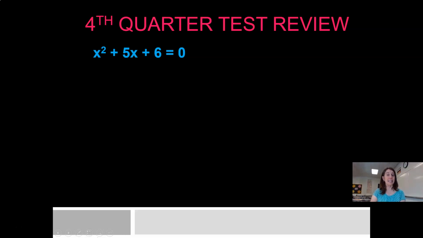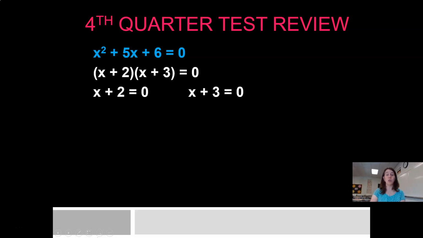What multiplies to get 6 that adds together to make a 5? That would be 2 and 3. So we have x plus 2 times x plus 3 is equal to 0. Now, just like question 25, we have our multiplication question that's equal to 0. How do we set up this question? The x plus 2 could be equal to 0, or the x plus 3 could be equal to 0.